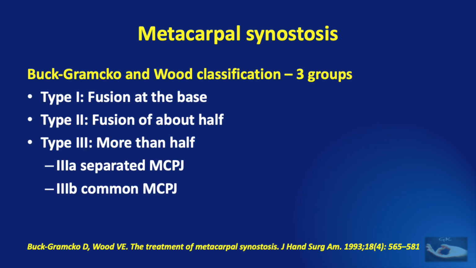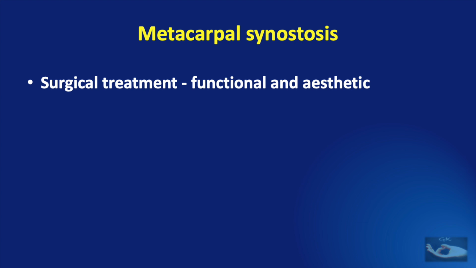Buck-Gramcko and Wood distinguished three groups based on the length of the fusion. In type 1, there was a fusion only at the base. In type 2, there was a fusion of about half of the metacarpals, and in type 3, more than half of the metacarpals was involved. Among this, in type 3A, there were separated metacarpophalangeal joints, and in type 3B, there was a common metacarpophalangeal joint.